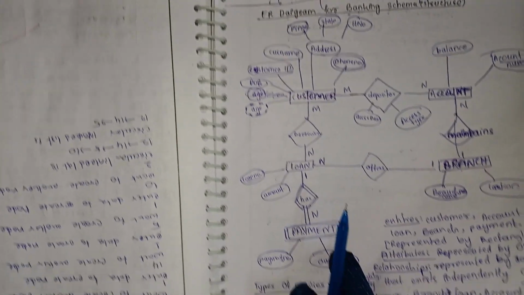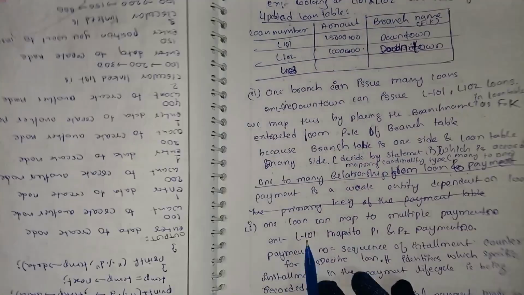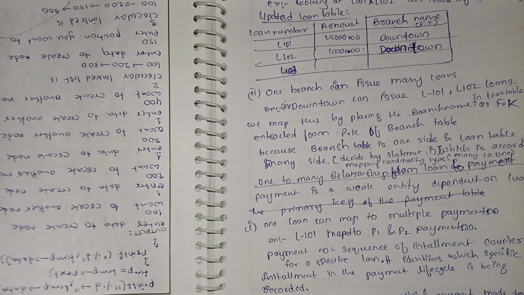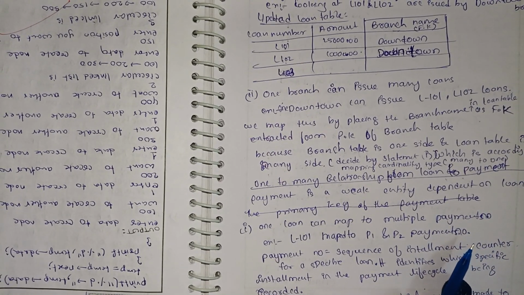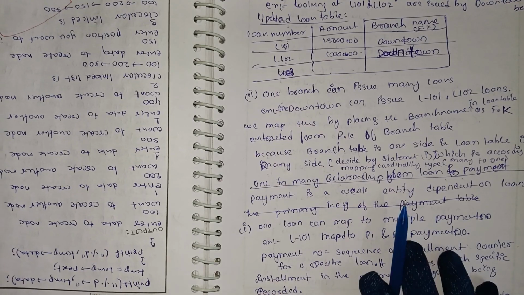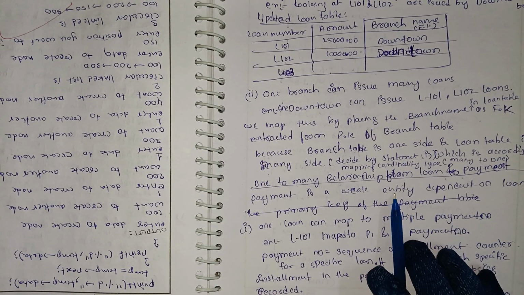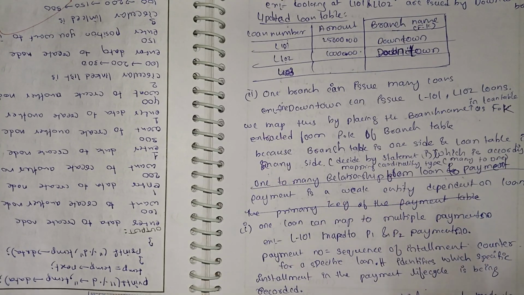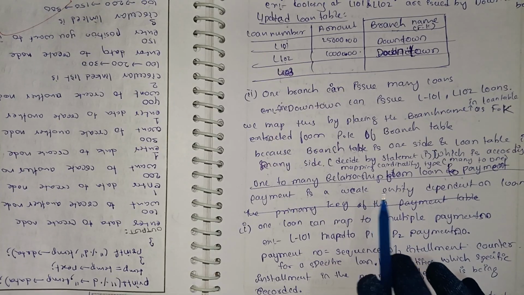Loan and payment, we have a one to many relationship. From top to down we are reading here. Payment is a weak entity dependent on loan. A weak entity means it does not have its own unique key like a primary key in a strong entity. It only contains a partial key.